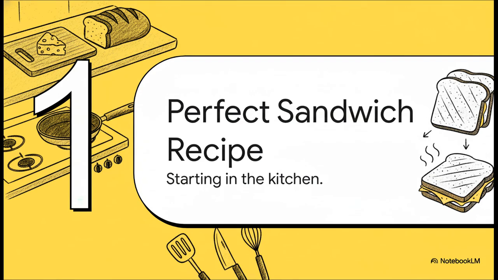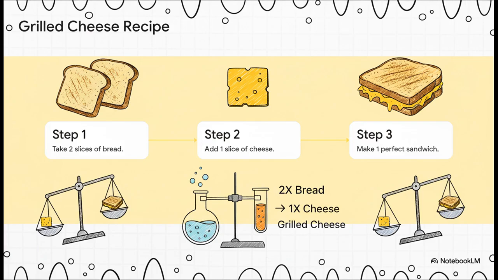So to really get a handle on this, let's forget about the lab for a minute and start somewhere a lot more familiar, the kitchen. We're going to use the world's simplest recipe, a grilled cheese sandwich. Now notice the perfect ratio here, 2 slices of bread for every 1 slice of cheese. It's a fixed recipe and that's crucial. In the world of chemistry, this is a lot like what they call a stoichiometric amount. It's the ideal, perfectly balanced recipe.